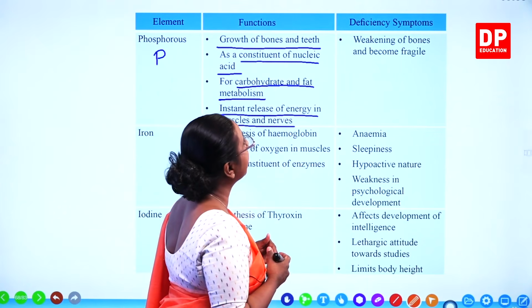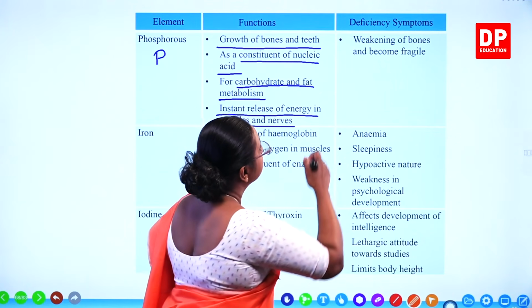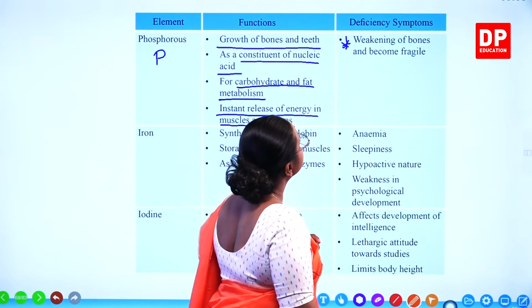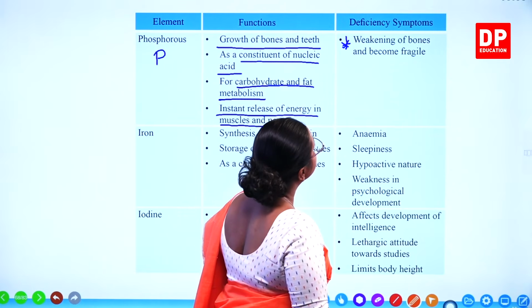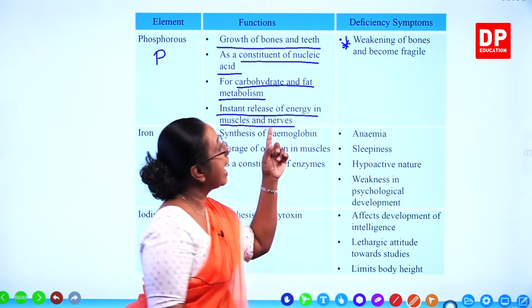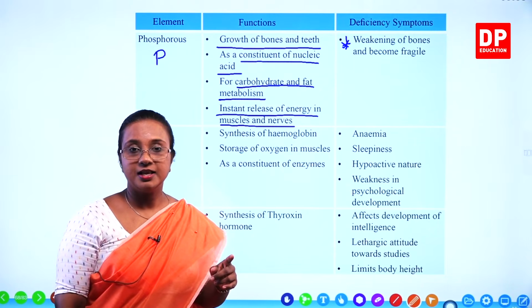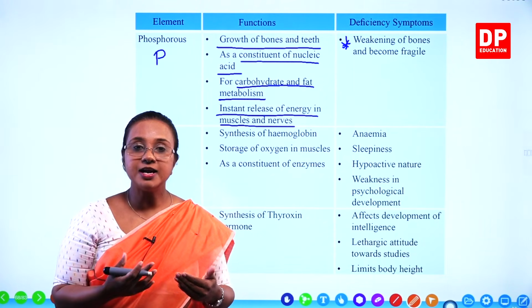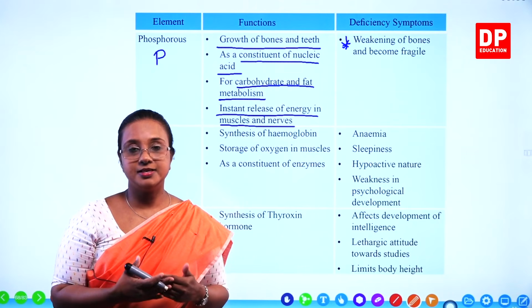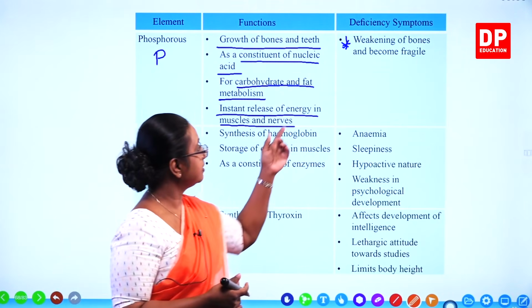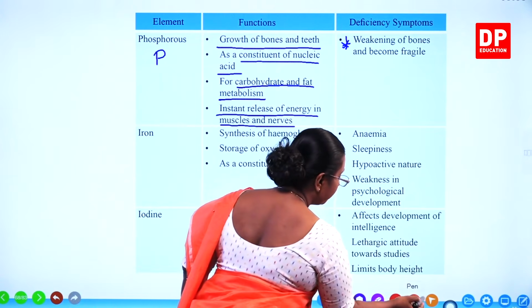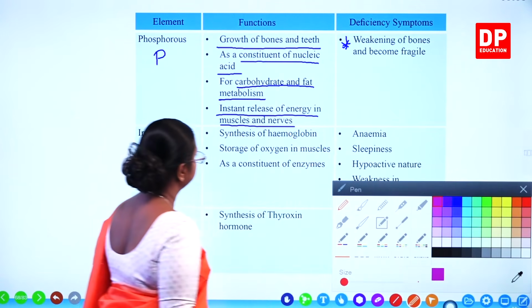The main deficiency symptom caused by phosphorus deficiency is the weakening of bones, which become fragile. Fragile means they can break easily. So that is the symptom. Then we will look at the importance of iron.